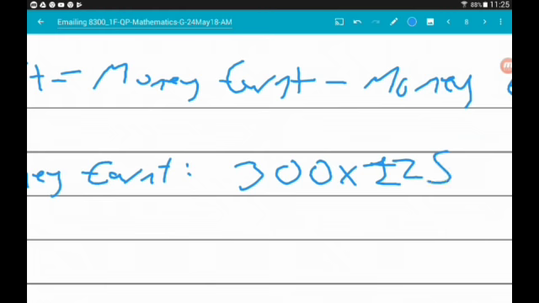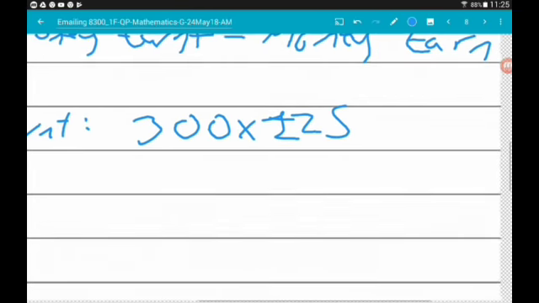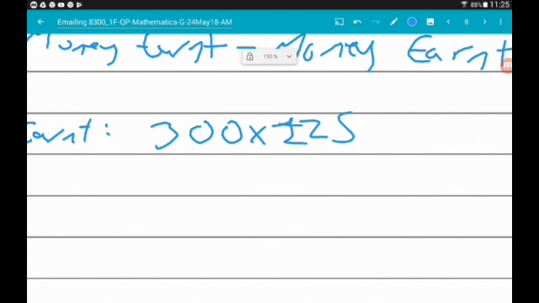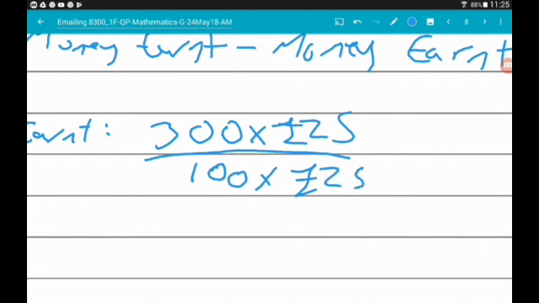Okay, now that might seem quite scary. What we can do is, first of all, do 100 times £25, and that's going to give us 2,500, and then we can multiply that by 3.